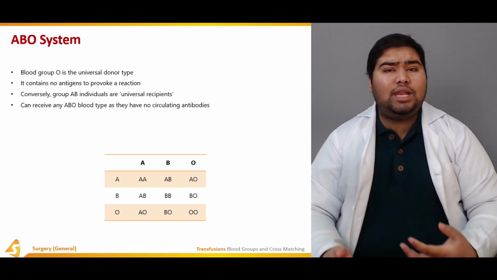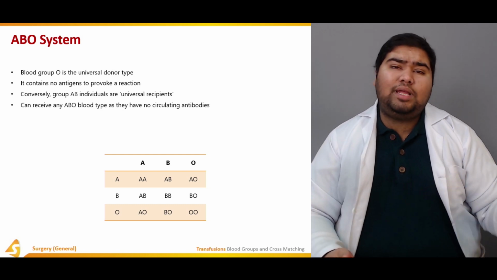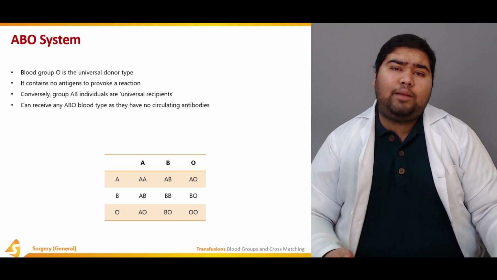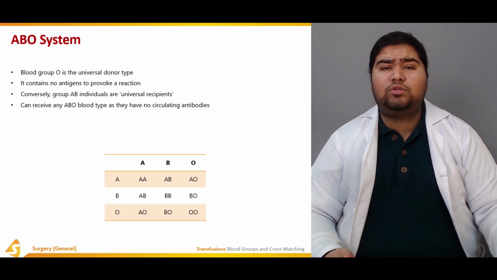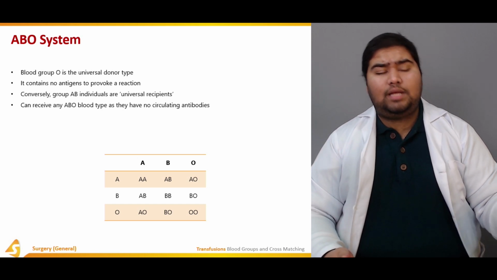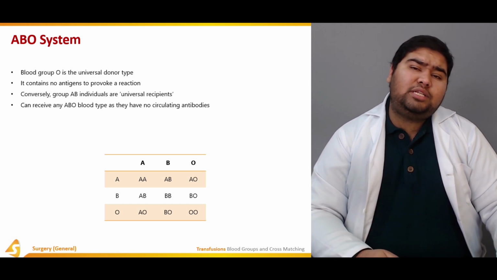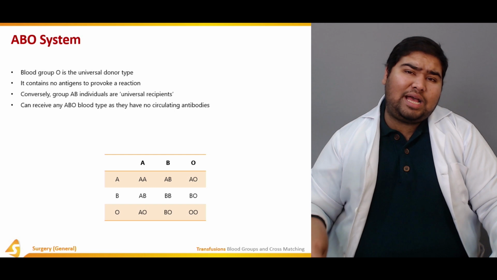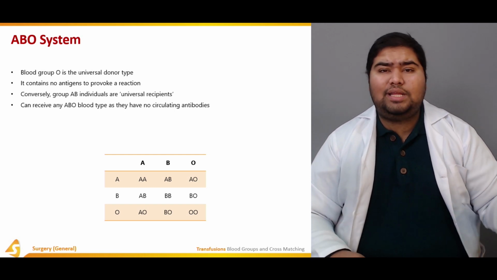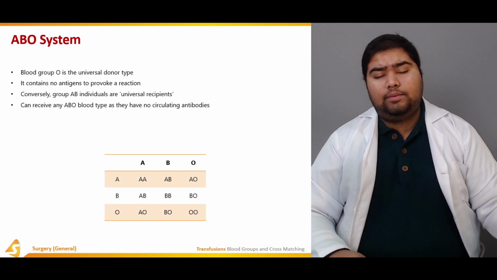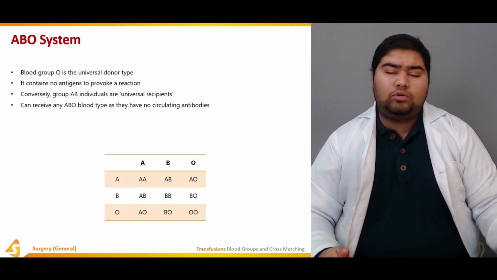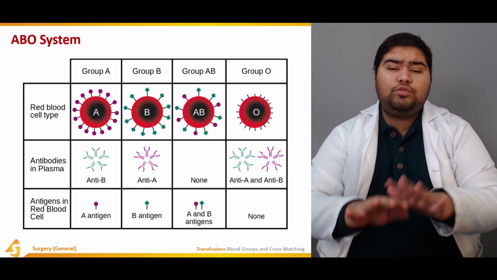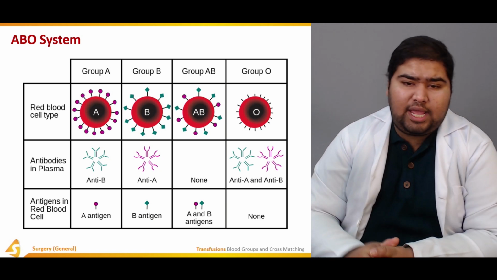And why are there no circulating antibodies? This is because both the antigens, the antigen A and the antigen B, are expressing their carbohydrate residues on the surface glycoprotein molecules of the red blood cells. As a result, neither the anti-A antibody nor the anti-B antibody can be present in the blood, because if they are present, they'll attack their own red blood cells. So since there is neither anti-A antibody nor anti-B antibody, they can receive any type of blood in the ABO system. So this diagram summarizes the ABO system.